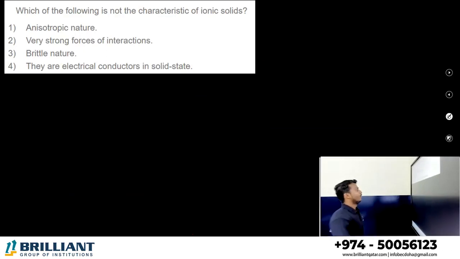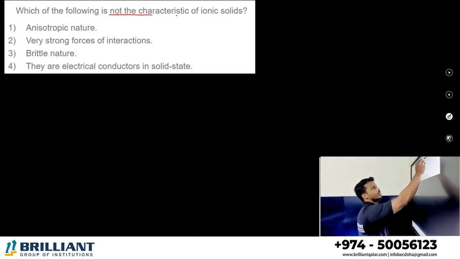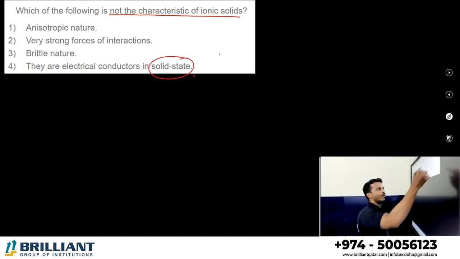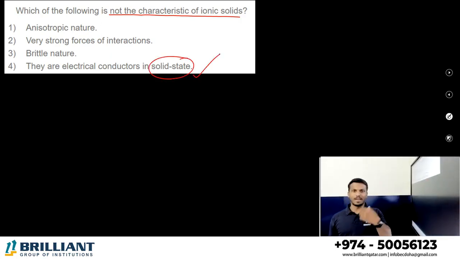Next question, dear all. Which of the following is not a characteristic of ionic solid? They are anisotropic in nature. Ionic solids we studied under the category of crystalline solid. Yes, crystalline solids are anisotropic. Very strong force of interaction. Ionic bond is a stronger bond. Brittle in nature. They are crystalline, right? They are electrical conductors in solid state. No. Ionic compounds conduct electricity only in the molten state, not in solid state. That is the wrong statement, our correct answer.